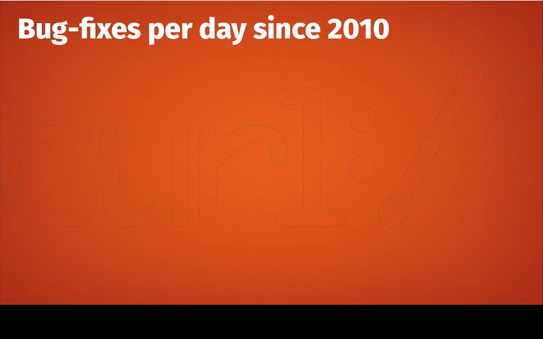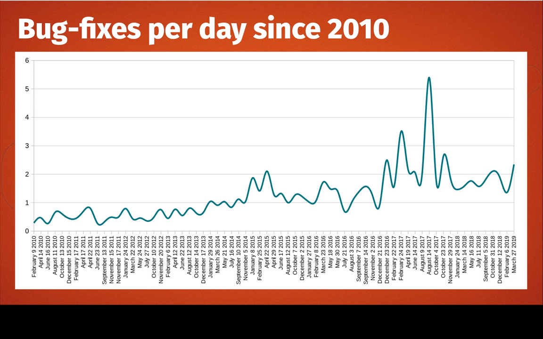If we split that data on bug fixes per day, we can also see that we're actually doing a lot. This is not per release but split out over time. We can see that over time, we're doing more bug fixes than before.